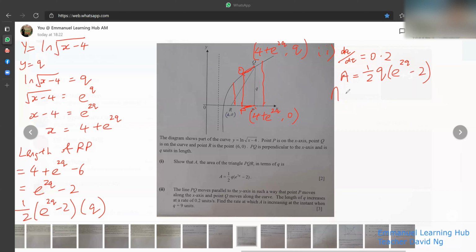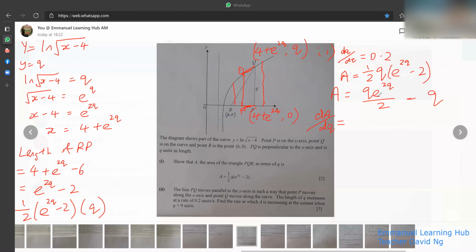Your A, you can rewrite it as this: Q e to the power of 2Q over 2 minus Q. Top degree, this is your A. You open the bracket, you get this. This is your A. Then you differentiate A with respect to Q, right?